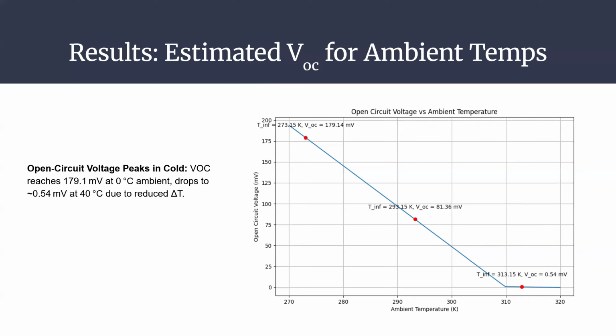A very similar negative correlation between the open circuit voltage and the ambient temperature can be seen in this plot as well. Our open circuit voltage reaches 179.1 millivolt at 0 degrees C ambient temperature and drops to 0.54 millivolt at 40 degrees C due to the reduced delta T.